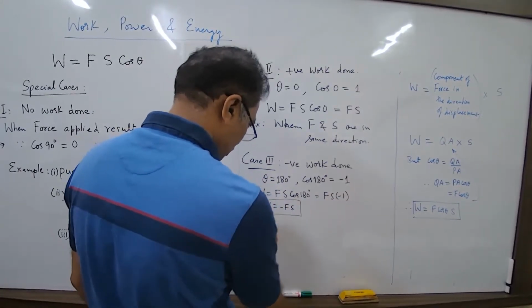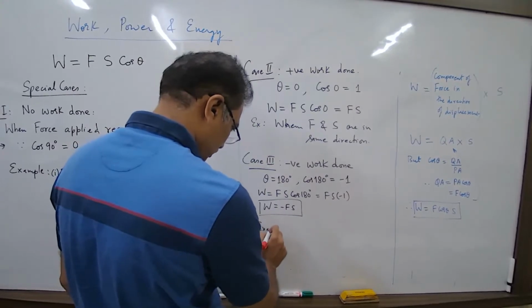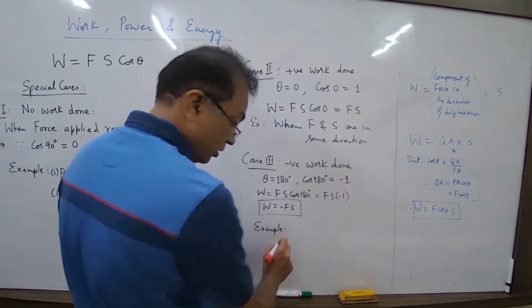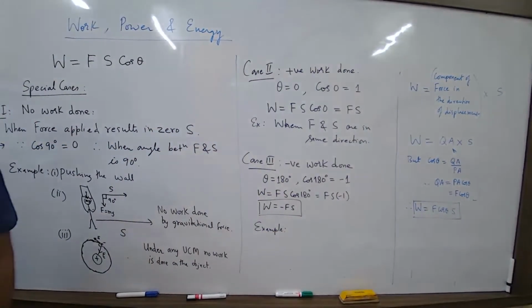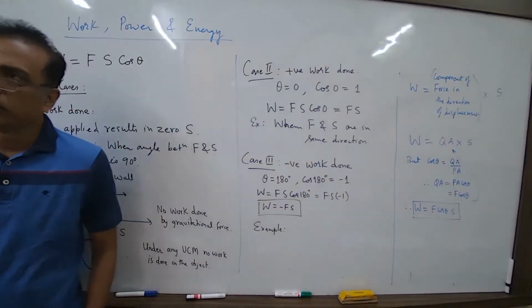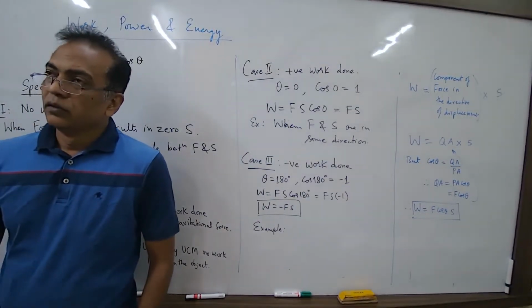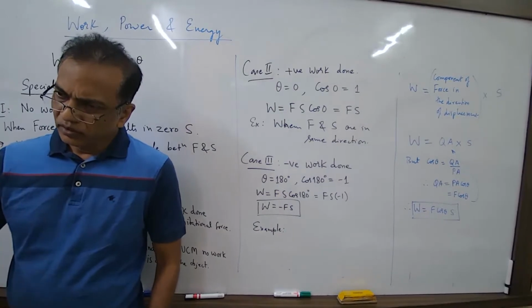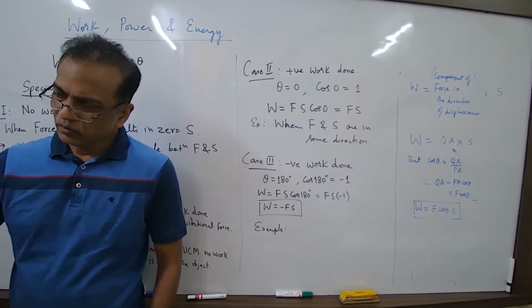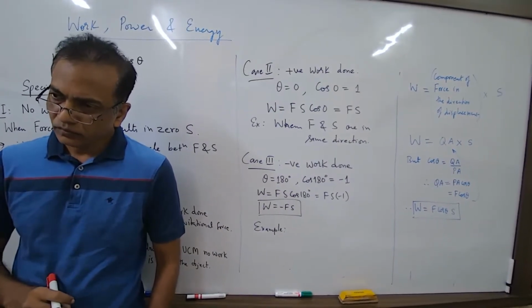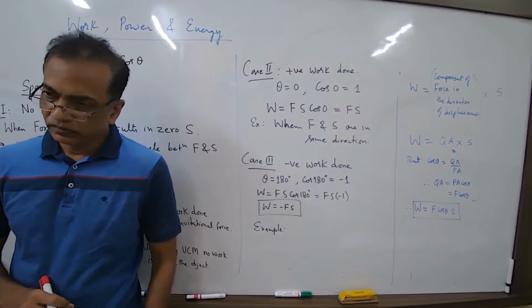Just equate. What is the example of this? Magnetic repulsion. So if it is repelling, both are going away. So how is it negative?